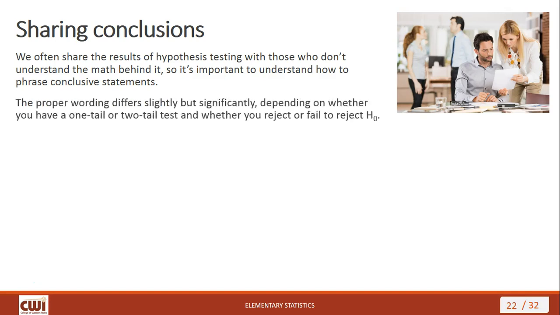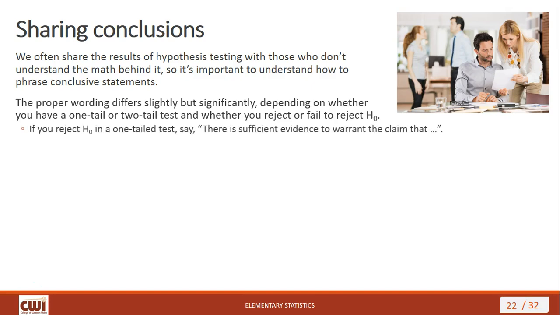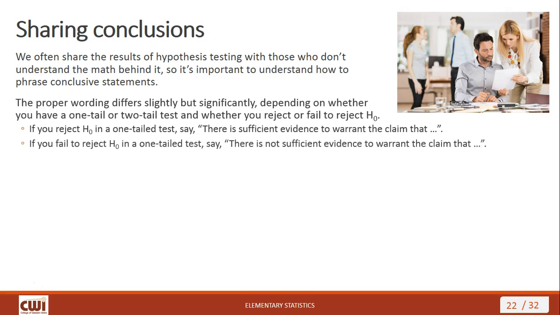Now, the proper wording that's used differs slightly, but it's very significant, depending on whether you have a one-tailed or a two-tailed test, or whether you reject or fail to reject H0. Typically, when you reject H0 in a one-tailed test, you're going to say there's sufficient evidence to warrant the claim. However, if you fail to reject H0 in a one-tailed test, you're going to say there is not sufficient evidence to warrant the claim.